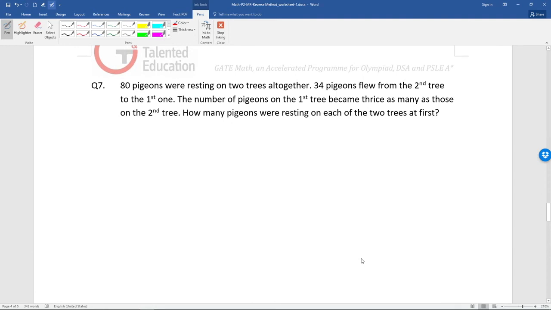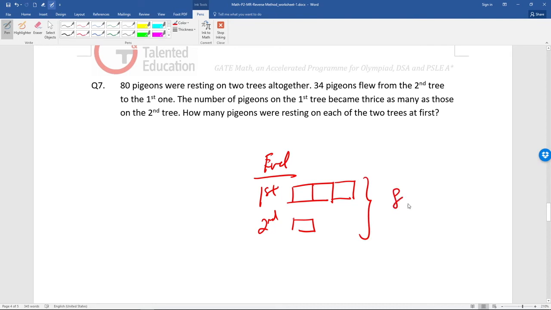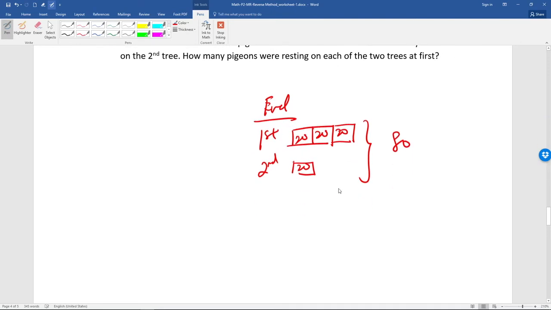Similarly, for question 7, the total remains the same as well. So in the end, the pigeons in the first tree is thrice the second. So we draw 1 unit, 2 units, and another 1 unit here for the second tree. And the total remains as 80. So 1 unit must be equal to 20, because 20 plus 20 plus 20 plus 20 gives us 80. So in the end, there were 60 in the first tree and 20 in the second tree.